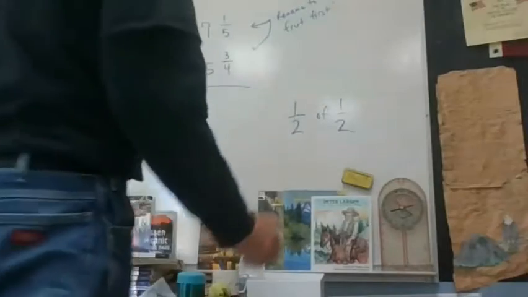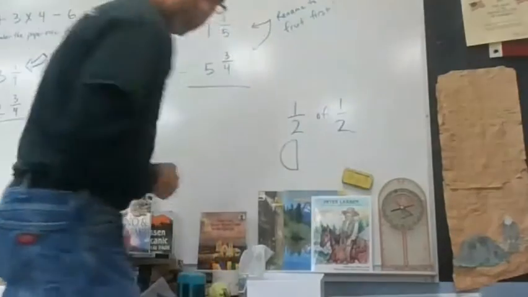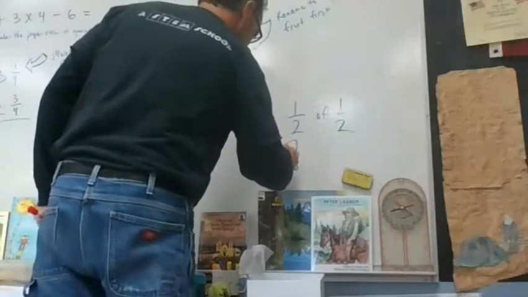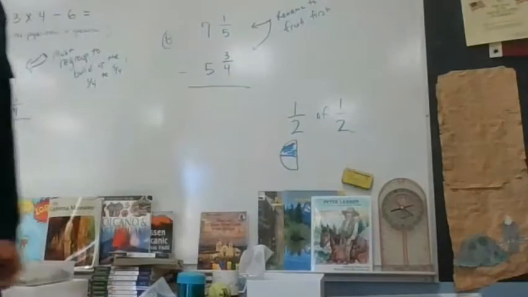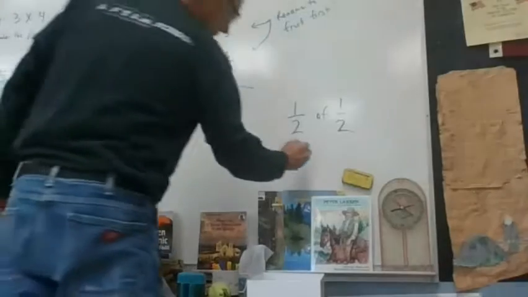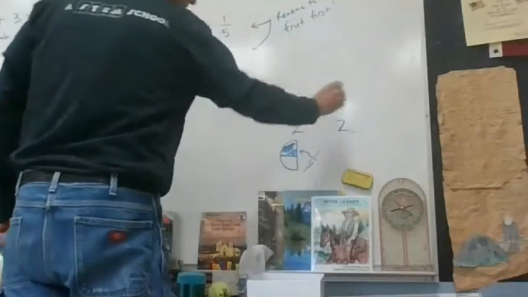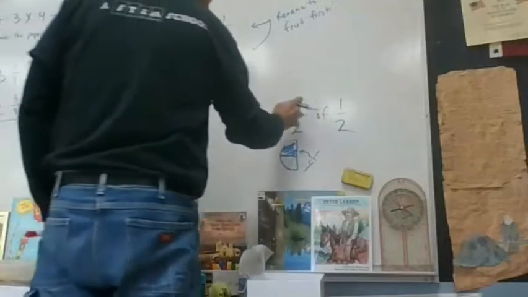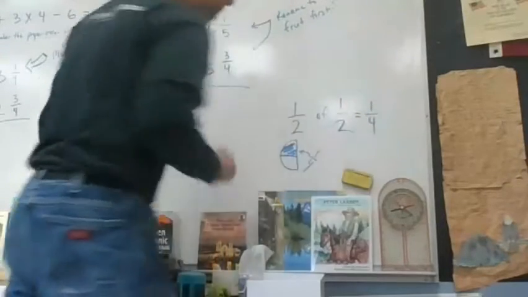Half of a half. Now, what is half of a half? Well, if you took half of a half in pizza, what'd you have? You'd have a fourth, right? Well, how do you get that? This is multiplication. One half times one half equals 1/4.